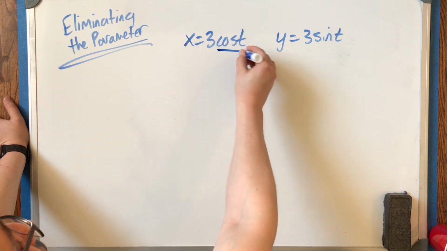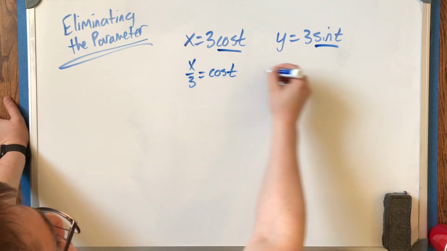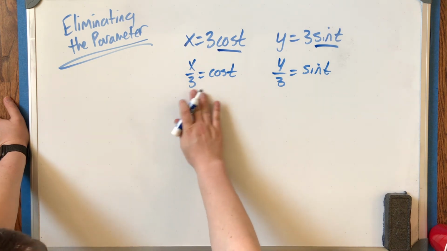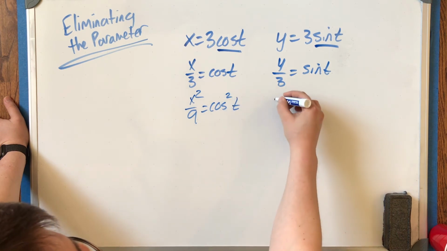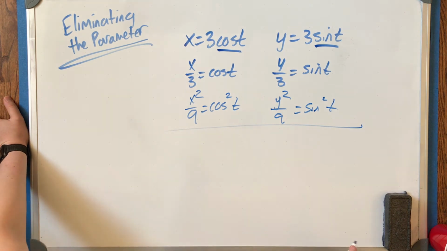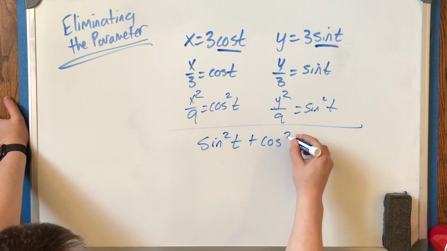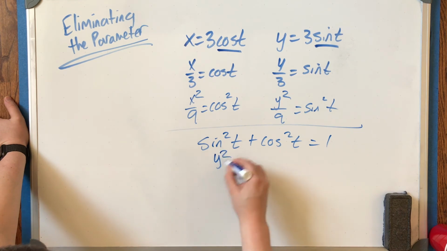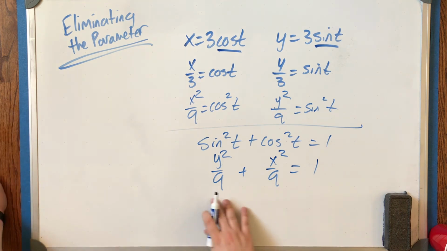First thing I'm going to do is isolate the cosine and the sine. So I'm going to have x over 3 equals cosine t, and y over 3 equals sine t. Next, I will square both sides. So that's going to give me x squared over 9 equals cosine squared t, and y squared over 9 equals sine squared t. And from here, I'm going to use our favorite equation, which is that sine squared plus cosine squared always equals 1. In this case, sine squared is equal to y squared over 9, and cosine squared is equal to x squared over 9. So I get this equation right here.